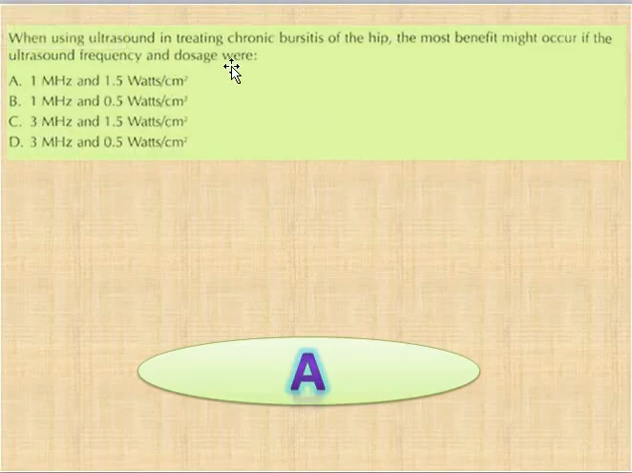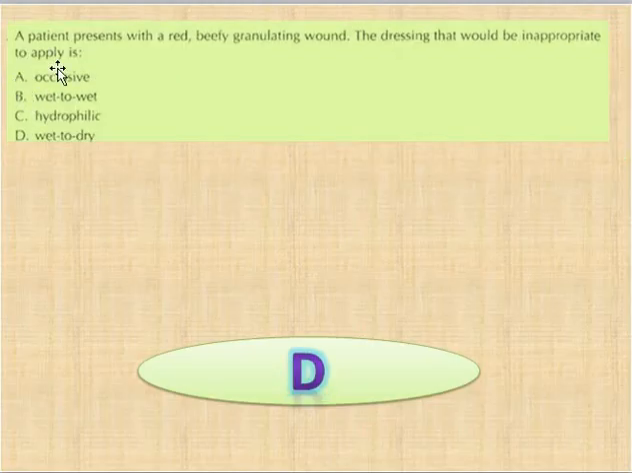When using ultrasound in treating chronic bursitis of the hip, the most benefit might occur if the ultrasound frequency and dosage are option A, 1 MHz and 1.5 watts per centimeter squared, B, 1 MHz and 0.5 watt per centimeter squared, C, 3 MHz and 1.5 watts per centimeter squared, D, 3 MHz and 0.5 watt per centimeter squared, and the correct option is A, 1 MHz and 1.5 watts per centimeter squared.